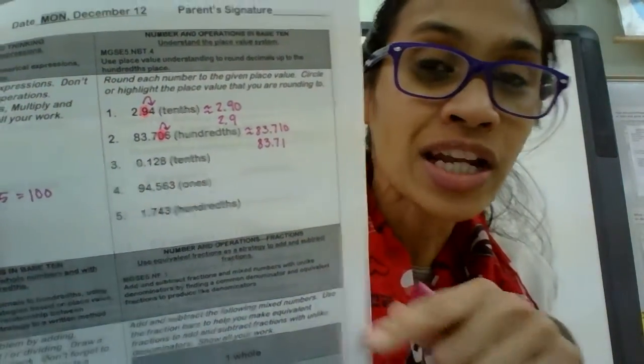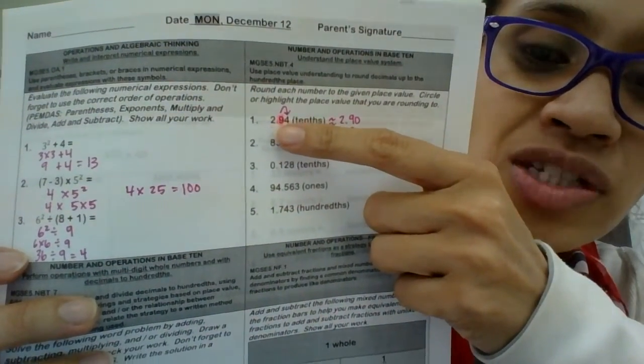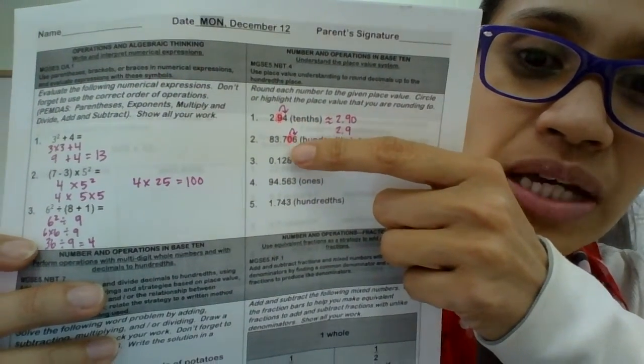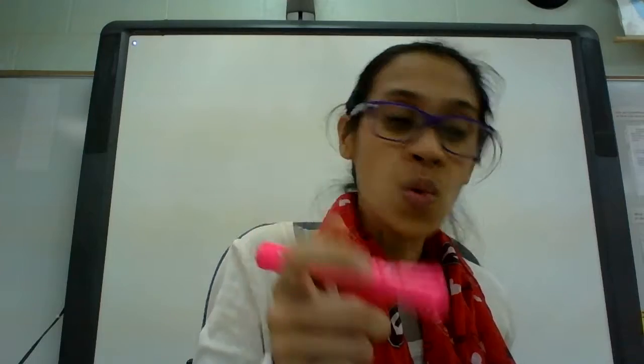If you can't, go ahead and do it. If not, I'll help you with the rest. Number 3, read that number. It says 128 thousandths, and we're rounding that to the tenths place. So which digit is in the tenths place? Look at number 1. We did it in number 1. There's the tenths place. No, not that one. That's hundredths place. So that digit, the 1.